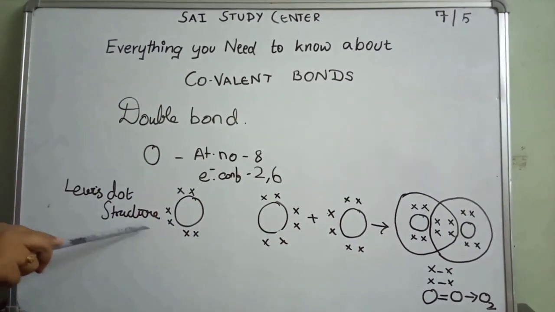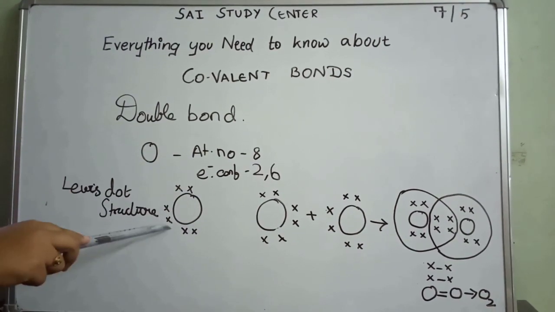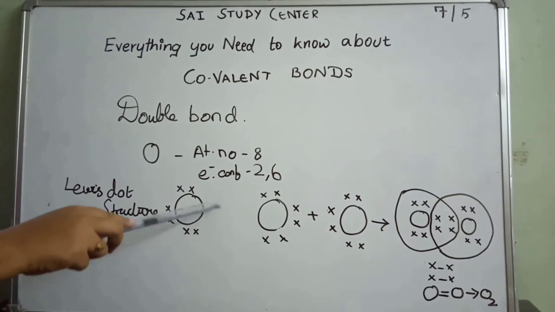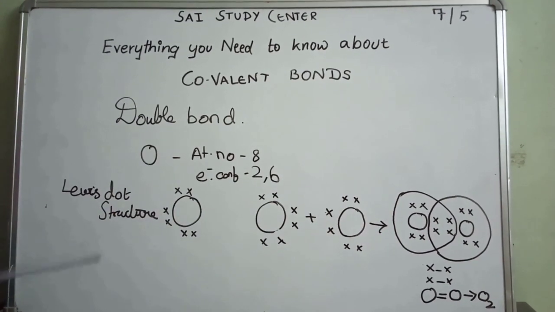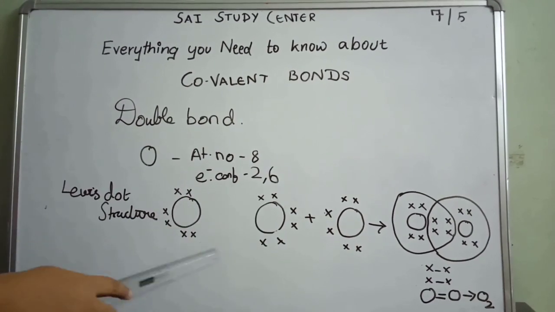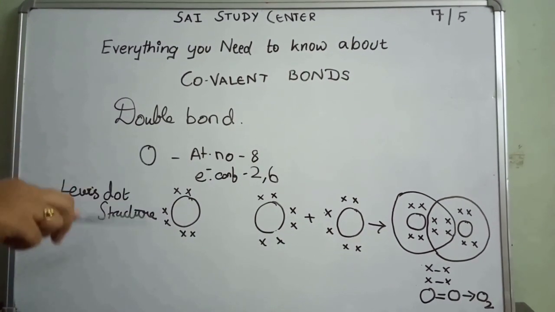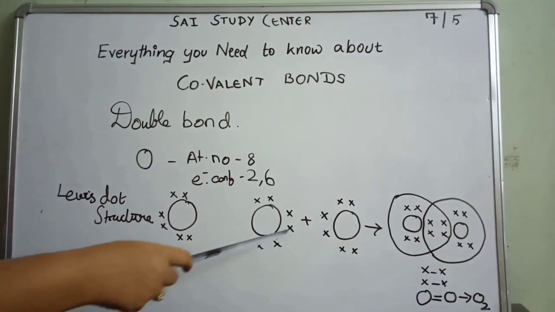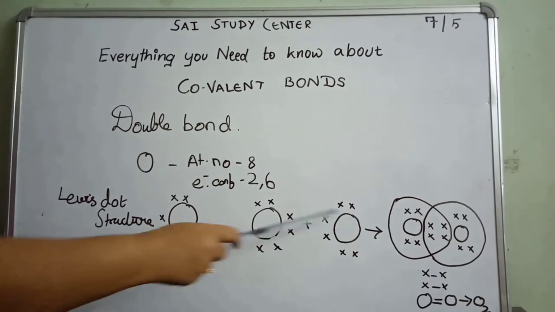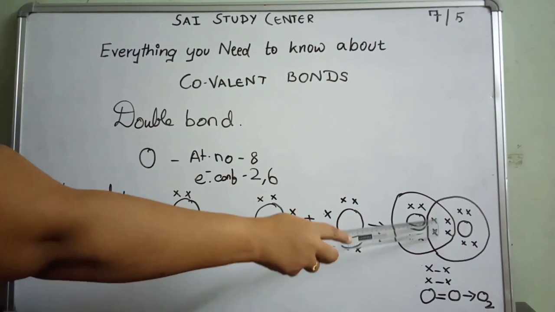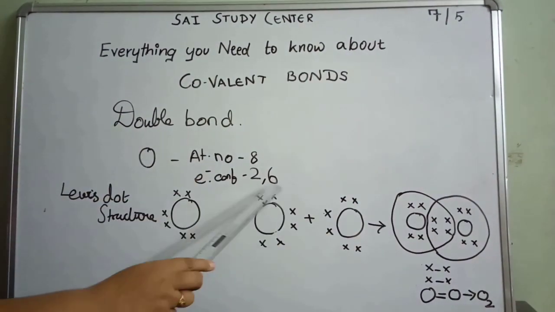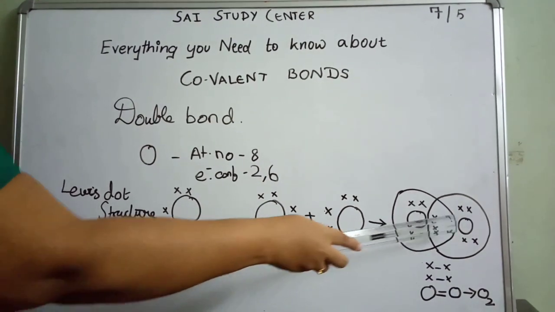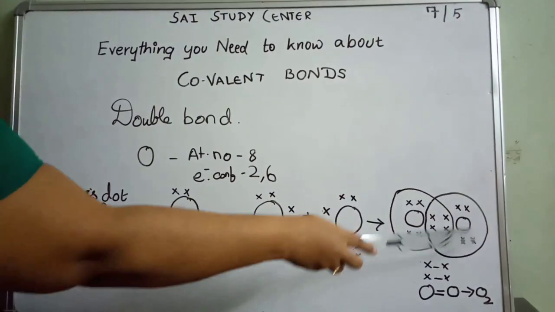When we represent this in a Lewis dot structure, 2, 4, 6 electrons will be placed here and 2 more electrons are required here to make this a completely filled atom. Now in nature, oxygen won't exist as O alone. It will automatically combine with another oxygen in the atmosphere. So these two oxygens will combine together and share 2 electrons each in their outermost orbit, because they have 6 electrons in their outermost orbit. Among the 6, 2 electrons each will be shared to form a completely filled orbit.